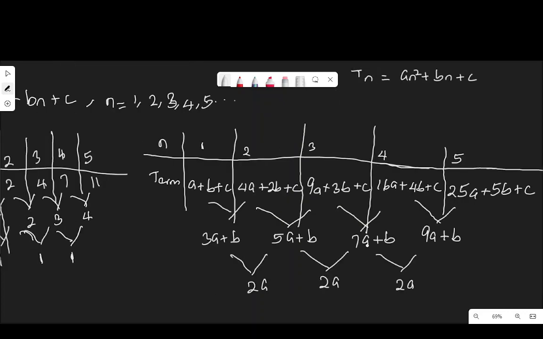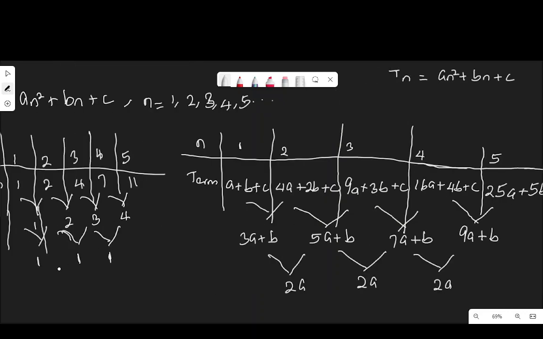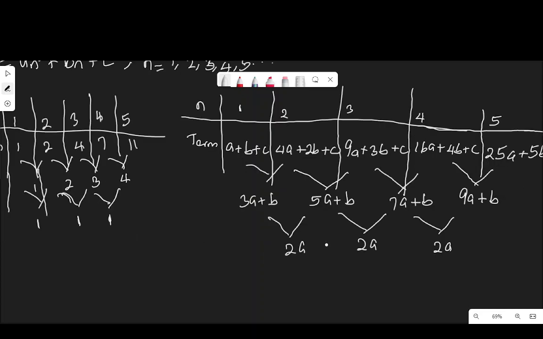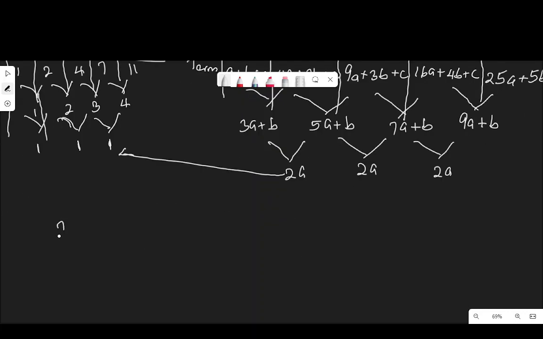So if we compare the two tables, in terms of their rows, this row here corresponds to this. That means 2a is equal to 1, which implies that a is equal to 1 over 2. That is when I divide both sides by 2.